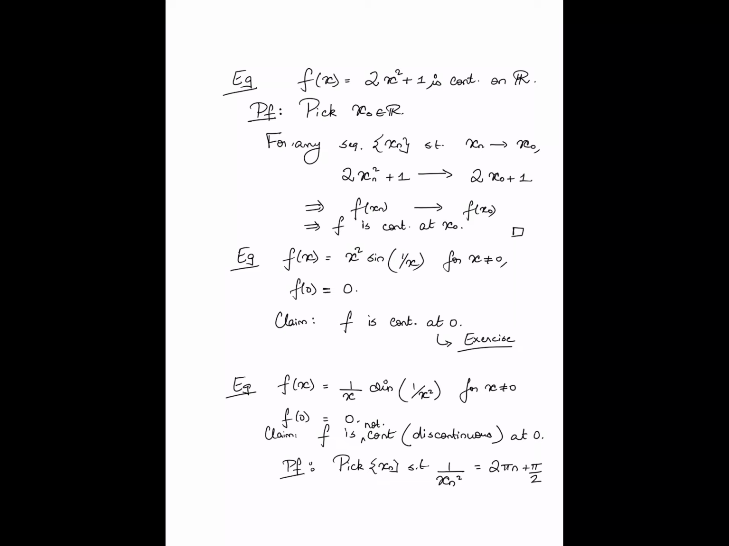The consequence of this, of course, being that sine of 1 by xn squared is equal to 1. So in this case, it's clear that xn tends to 0, but f of xn, because the sine term is always 1 and 1 by xn is going off to infinity, will tend to infinity. So this in fact shows that this function is discontinuous at the origin.